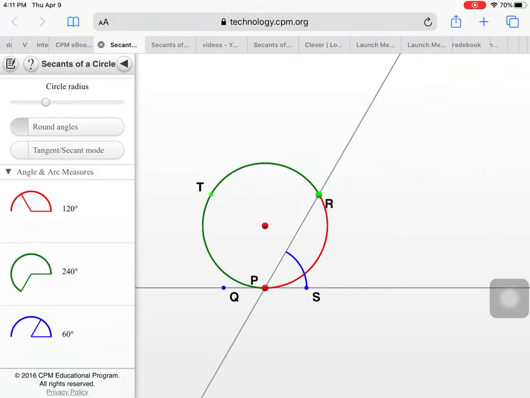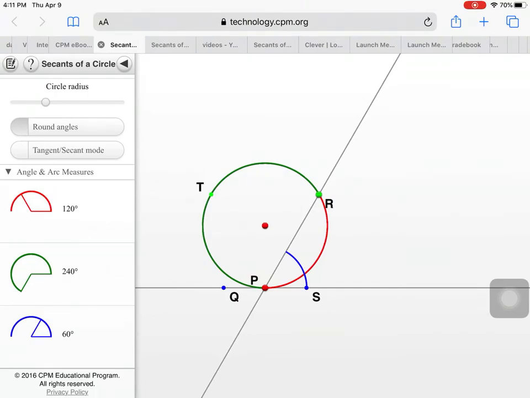All right, so what we're going to be doing today, last week we talked about what kind of relationships form when I have two tangent lines that hit a circle and then they form an angle, they intersect. Okay, and we talked about those. So today we're going to look at some other relationships.